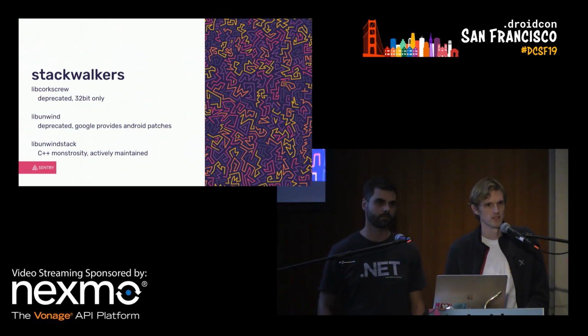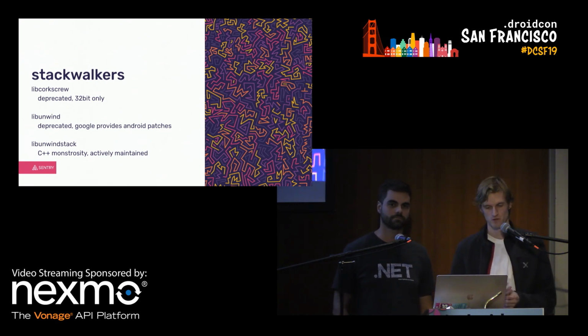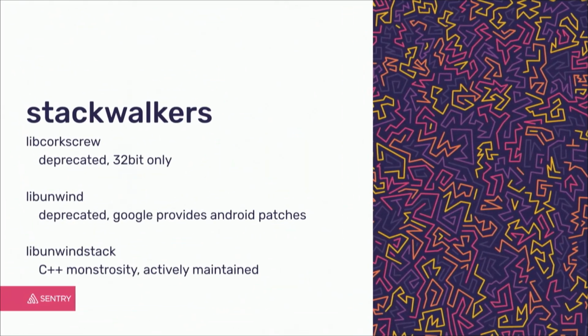There's libcorkscrew, which stopped being maintained many years ago and only supports 32-bit ARM CPUs. There's libunwind, which is an open source stack unwinder, which is very popular. There are some patches on it that Google wrote. Google itself actually stopped using libunwind a while back. It instead uses libstackunwind, which is a Google custom, also somewhat open source, version of a stack unwinder. It's written in C++. It's huge in comparison to everything else. This is sort of the only one that's actively being maintained for Android, and it's the one that Google itself uses.